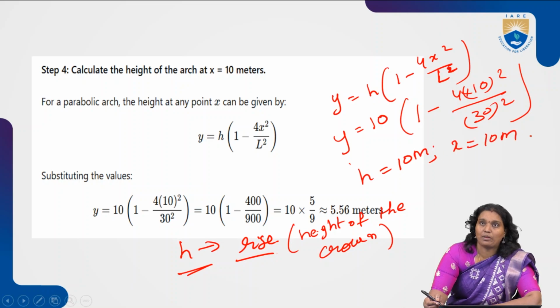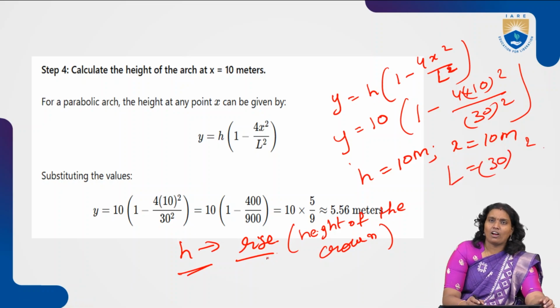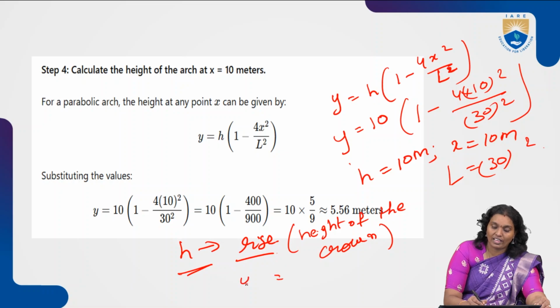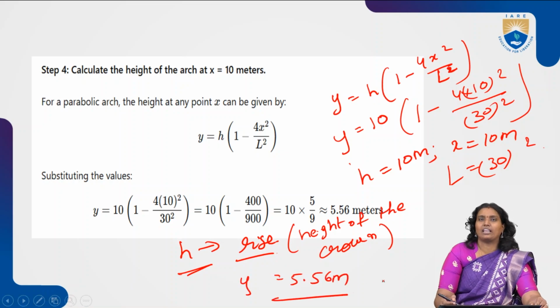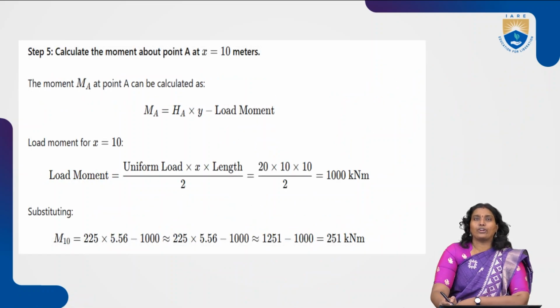We are asking about 10 meters. What is the situation? Overall span is equal to 10 meters. So now, finally after substituting all the values, y is equal to 5.56 meters after calculations are done. After that, now we are going to find out the moments. What kind of moments are there at that particular point?